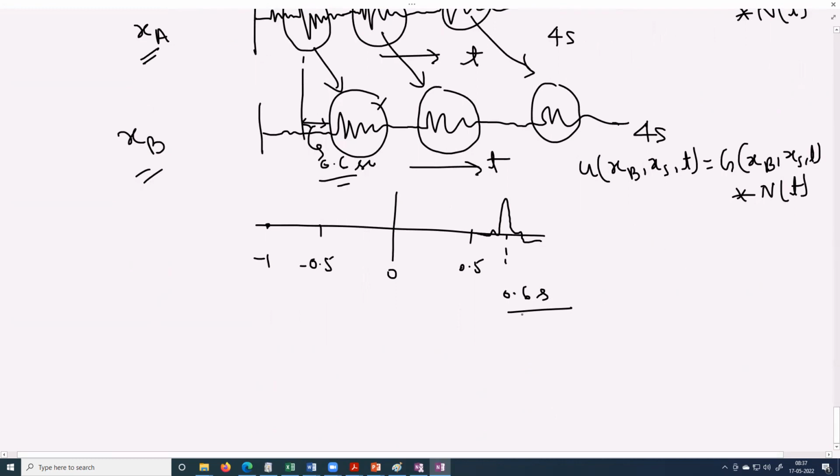So basically, this is the impulse response that is being provided by cross correlation. You can say the cross correlation provides the impulse response.